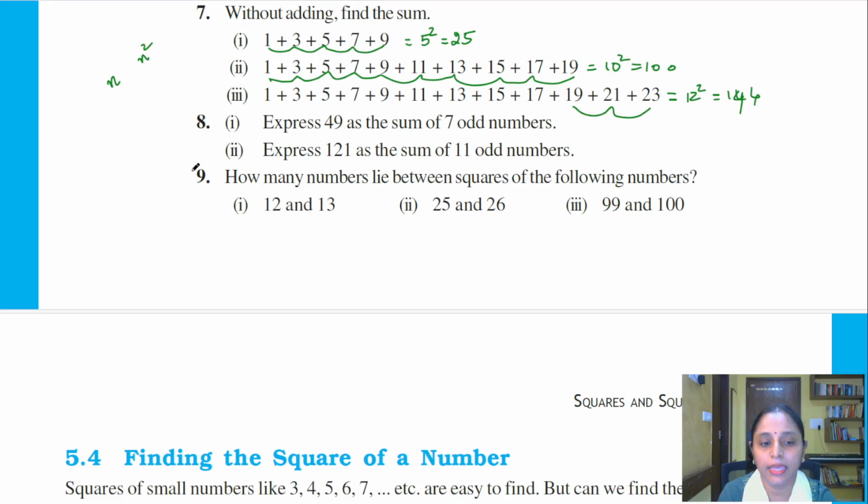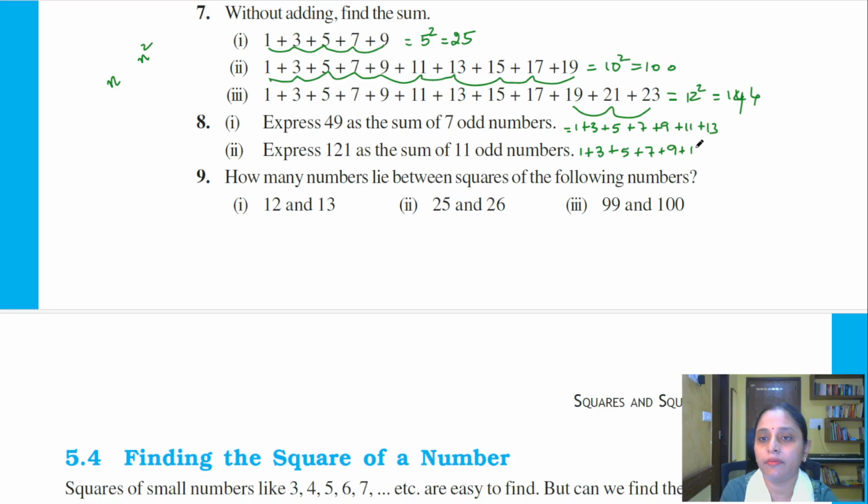So that is how you find the sums without actually adding. Okay, next, in the 8th question, they're saying express 49 as a sum of 7 odd numbers. Clearly, you will be able to express it because 49 is 7 square. So the answer is 1 plus 3 plus 5 plus 7 plus 9 plus 11 plus 13. You can quickly check if it is 49 or not. Next, 121 as a sum of 11 odd numbers. Again, it is the same thing.